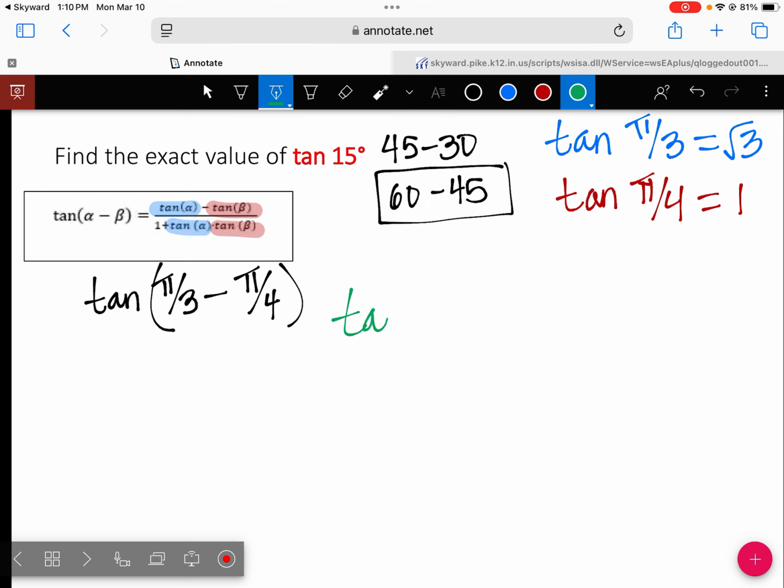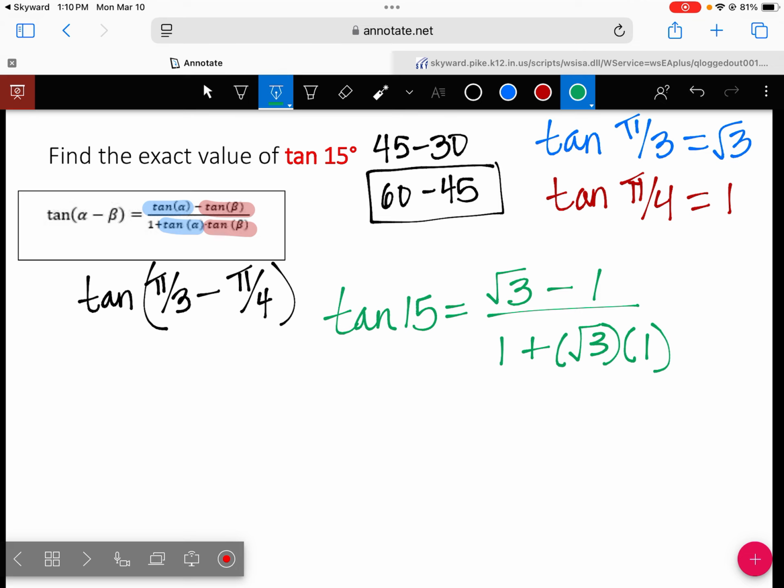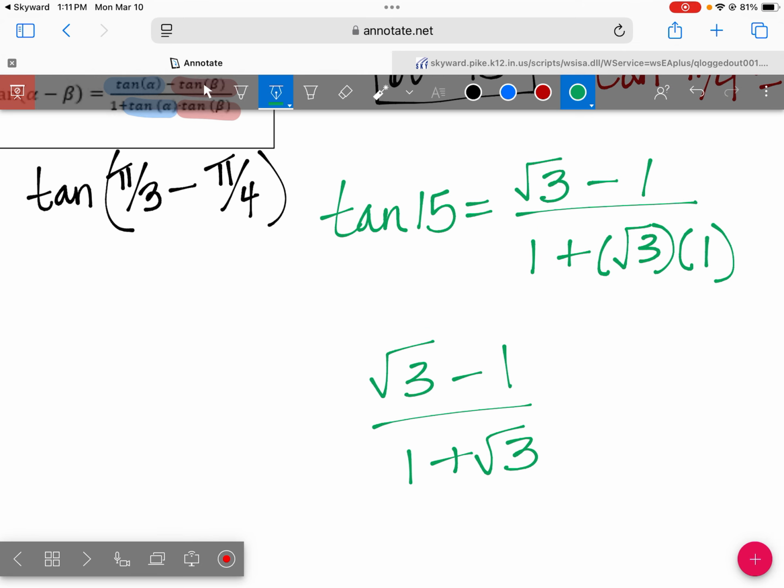So tangent 15 is going to be root 3 minus 1 over 1 plus root 3 times 1. So we end up with square root of 3 minus 1 over 1 plus root 3. What do I need to multiply by to get rid of the radical in the denominator? 1 minus root 3. I'm going to let y'all do that. Go ahead and do that. Make 2 boxes and multiply them both.